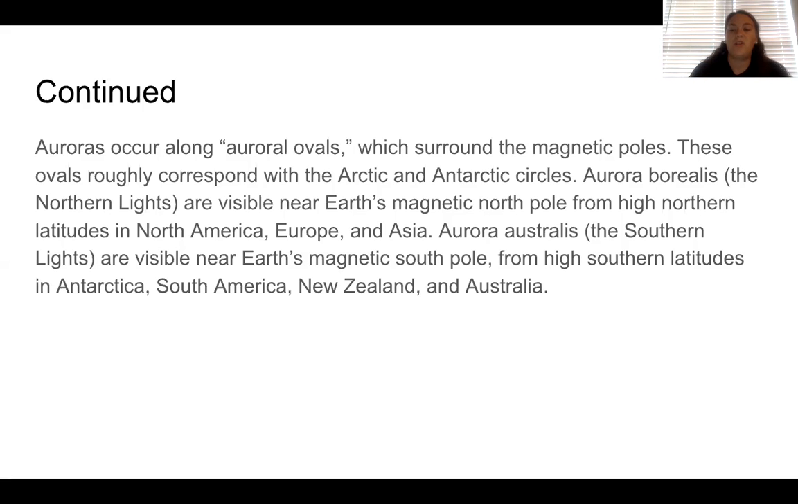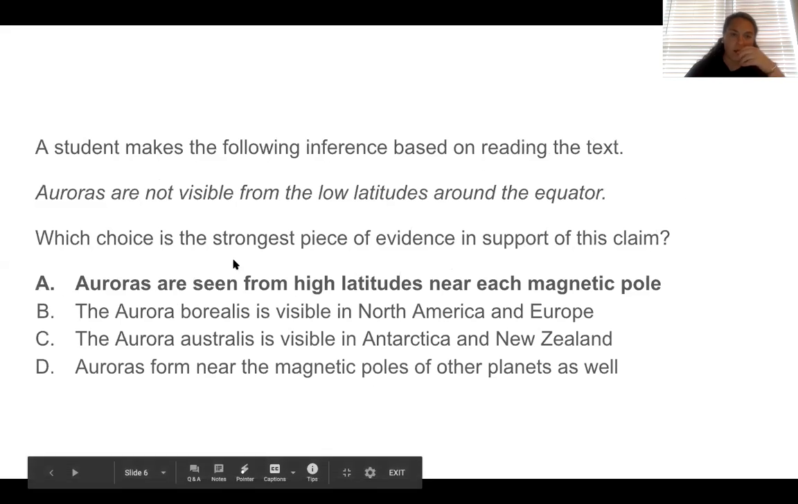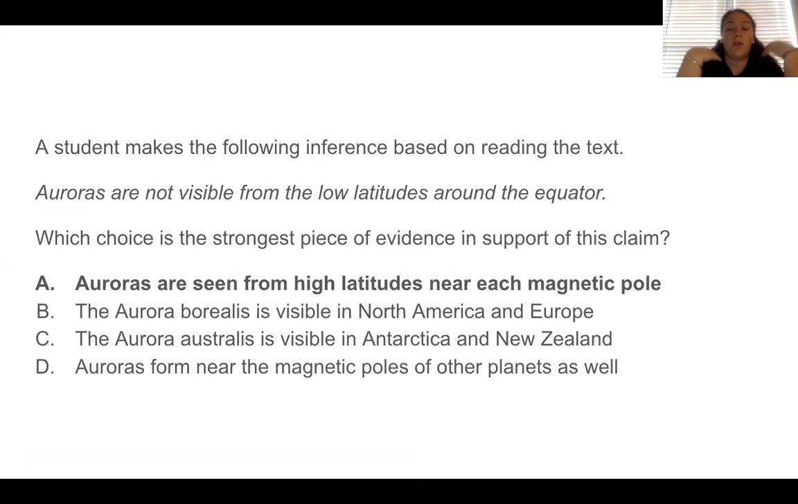So I have one more question I want to read with you and break down and show you how to find the best evidence. So here's a question. It says, a student makes the following inference based on reading the text. So the inference is, auroras are not visible from the low latitudes around the equator. Which choice is the strongest piece of evidence to support this claim? So the inference that the student created was that auroras are not visible from the low latitudes around the equator.